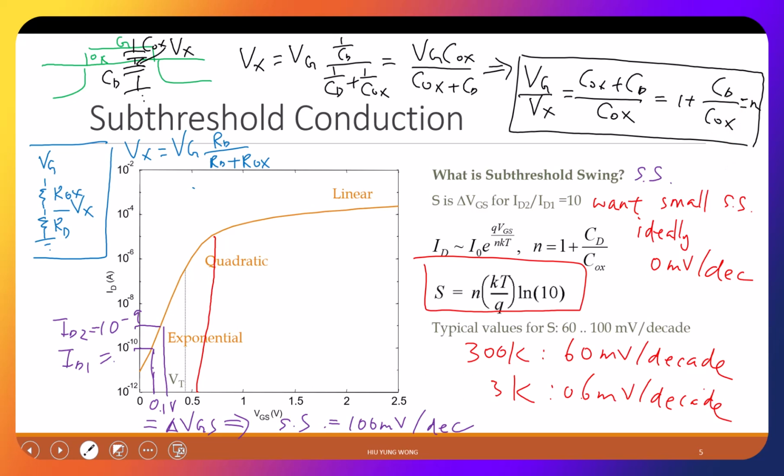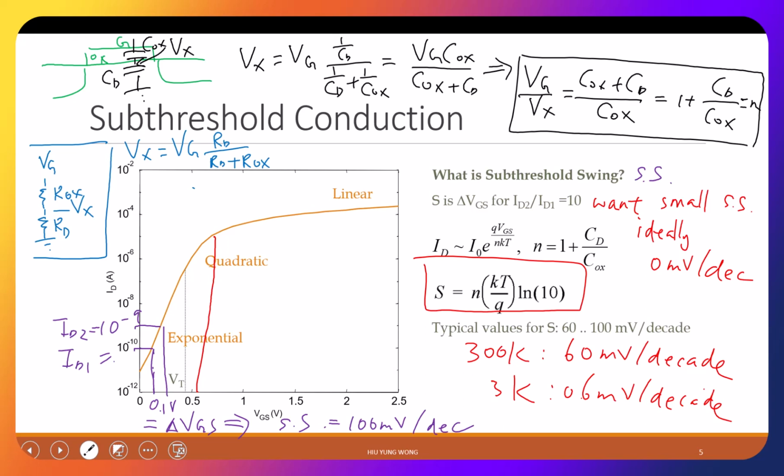Now theoretically, kT over q times ln 10 gives you 60 millivolt. But depending on the quality of your transistor, the Cox and CD, your n will be larger than 1. That's why usually it is larger than 60 millivolt per decade. It can be 65, 70, but that is a comparison.